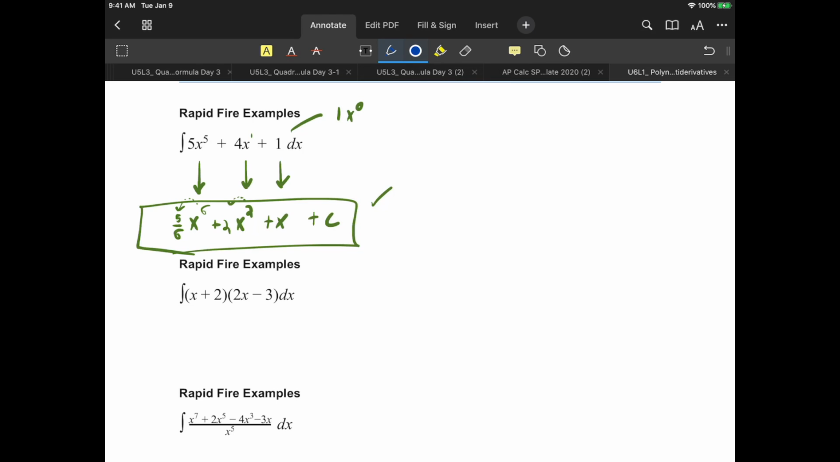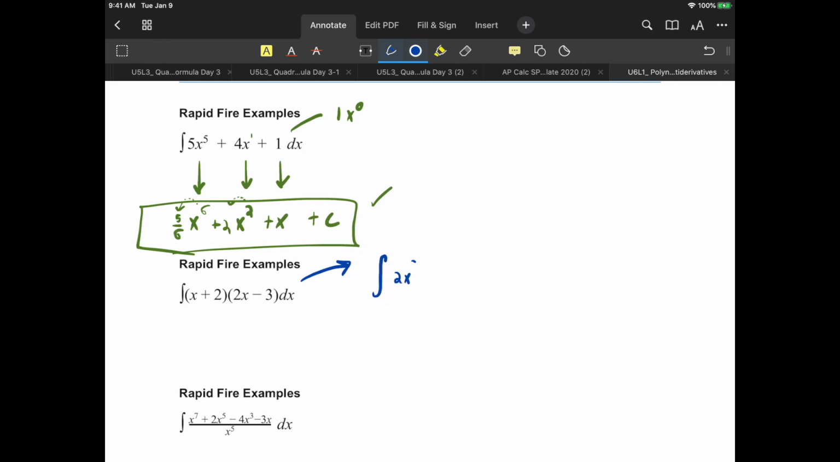If you have things that are not in polynomial form, you can't just take the derivative of something like x plus 2 times 2x minus 3. You'd have to use the product rule, right? You have to get this into polynomial form. So the first thing I would do is multiply all of this out.